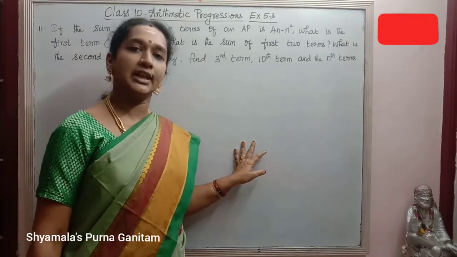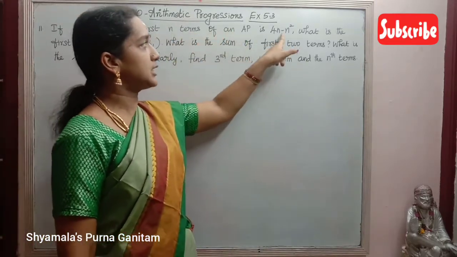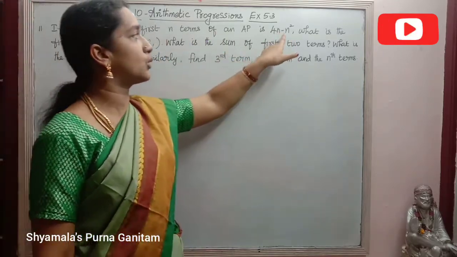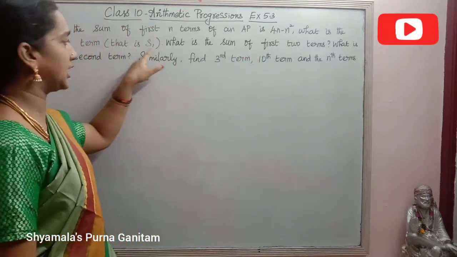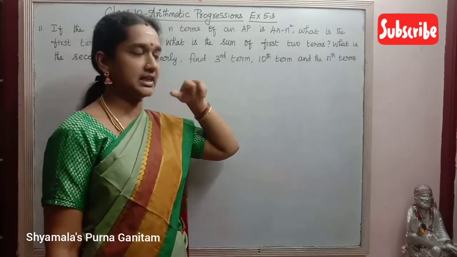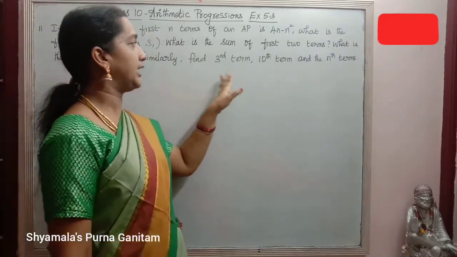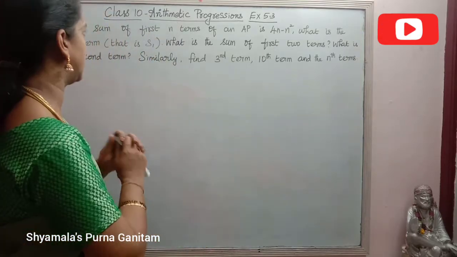Now we will do the 11th sum. If the sum of first n terms of an AP is 4n minus n square. So Sn is given as 4n minus n square. What is the first term? That is S1. What is the sum of first two terms? S2. So what is the second term? Similarly, find third term, 10th term and the nth term. So this is the question given.